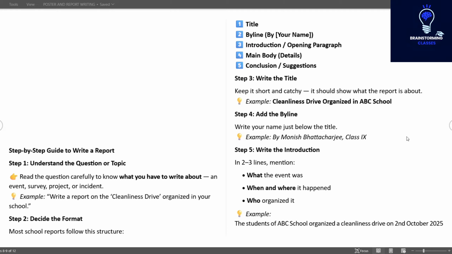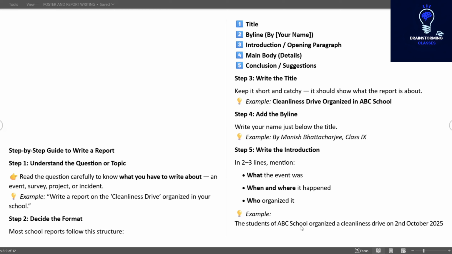Then you have to add the byline. Byline means your name, like by Monish Bhattacharjee, class 9. Then write the introduction. It should be in 2 to 3 lines: what is the event, when and where did it happen, and who organized it? These 3 things are enough.